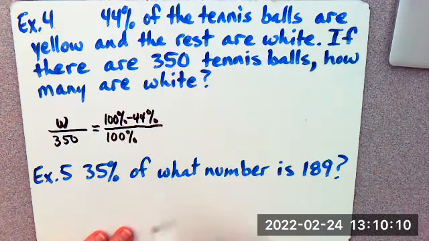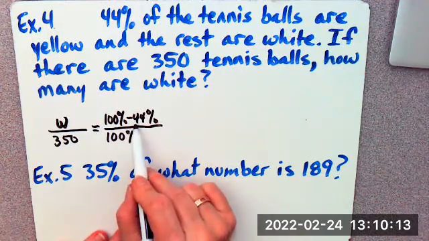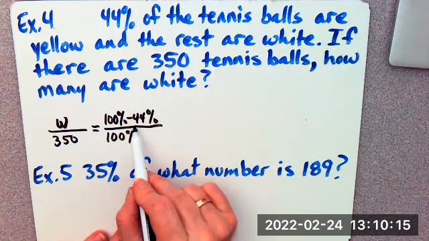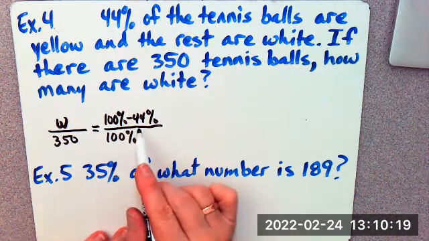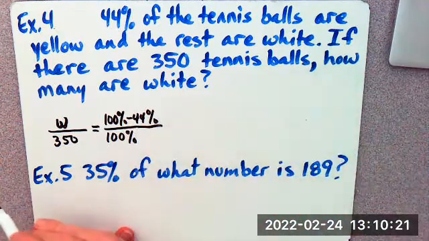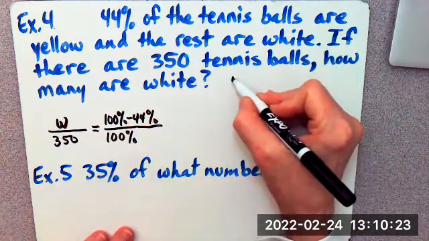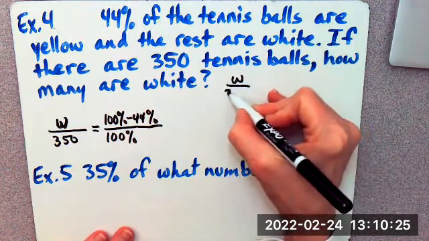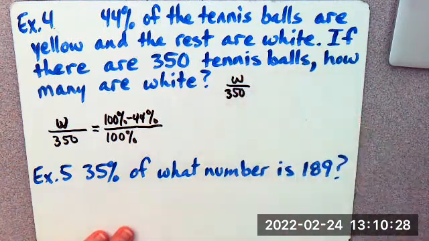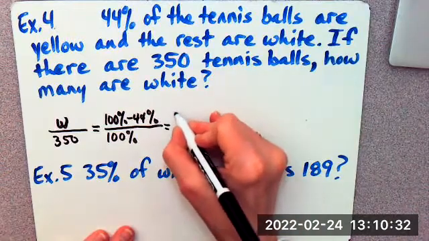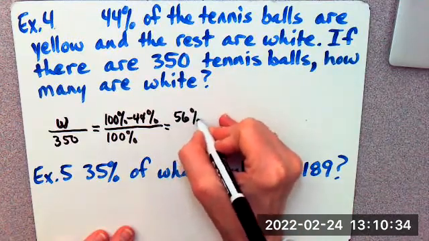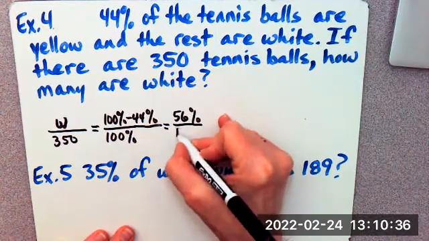Okay, so now we need to figure out what that is. So that appears to be 56. So 56% on top. So let's rewrite this. So we have W over 350. Actually, let me just rewrite right here so it's not confusing. So this becomes 56% over 100%.